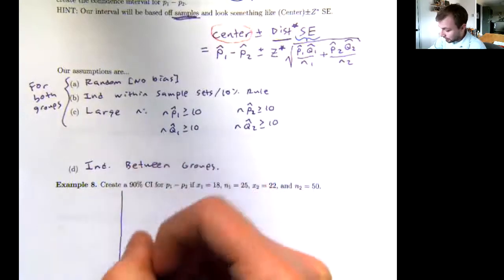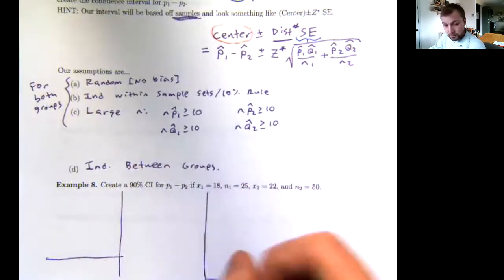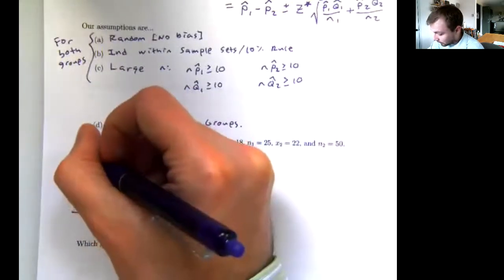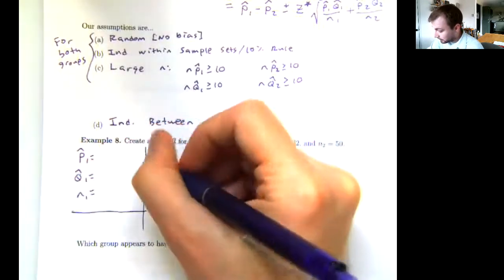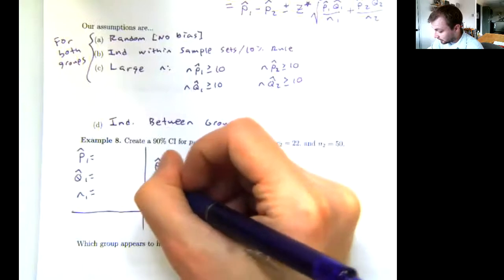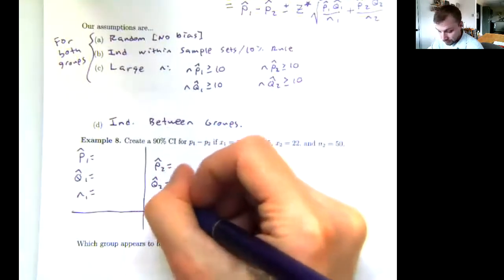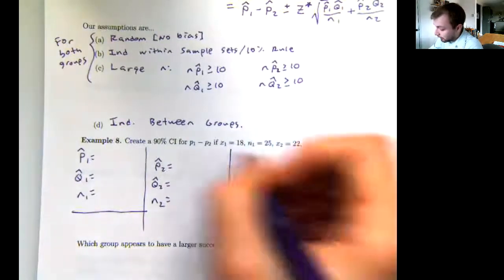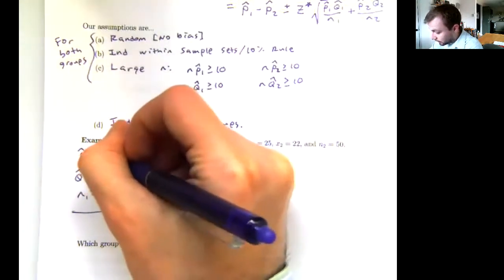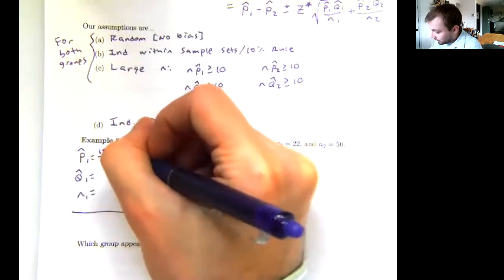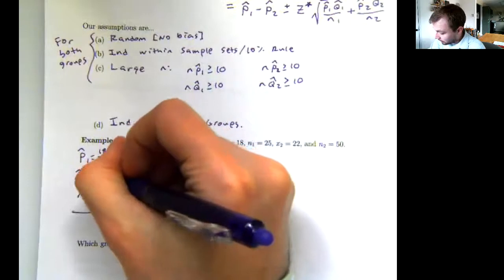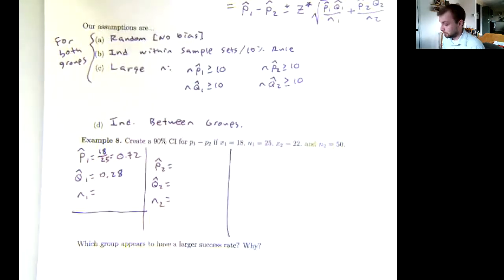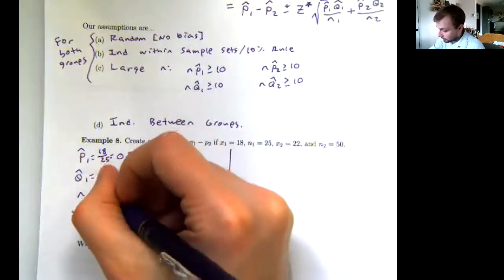I'm going to just do a little bit of scratch work on the side. I'd recommend you do scratch work on the side too. I'm going to figure out my first success rate, first failure rate, number of trials, and the same for the second group. First group, I had 18 successes out of 25 trials. I had a 72% success rate. If that first group won 72% of the time, the failure rate there was 28% of the time. Number of trials, I had 25.